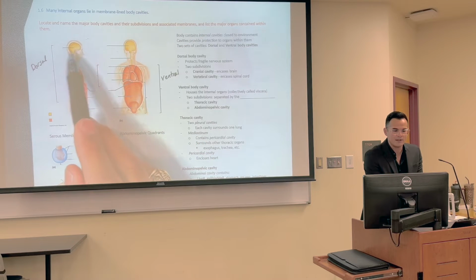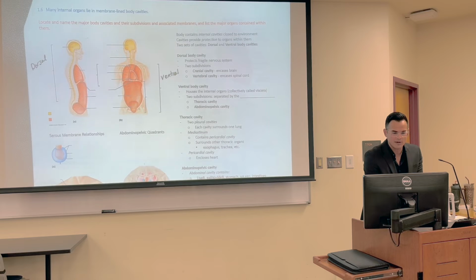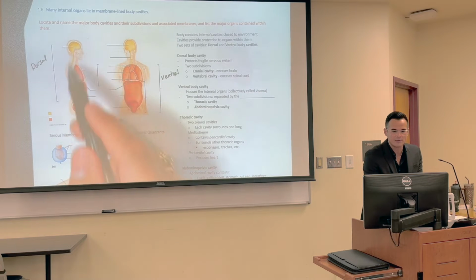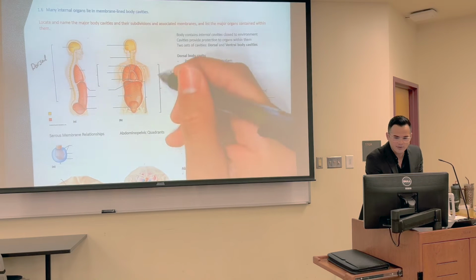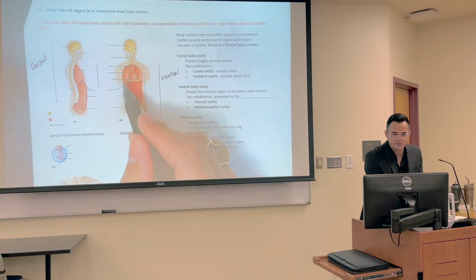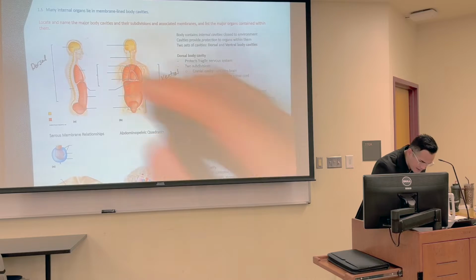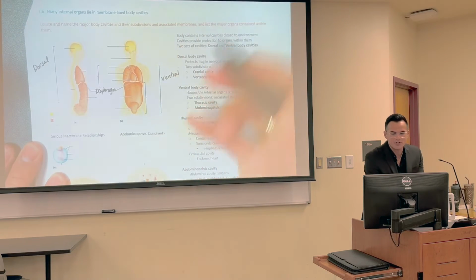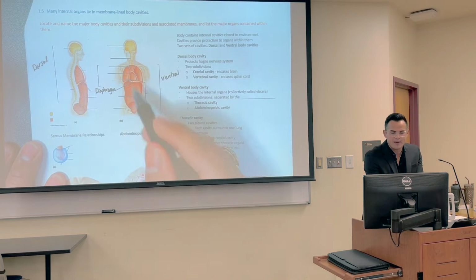What organ is found here within the cranial cavity? The brain. The brain and the spinal cord, these are parts of the central nervous system. Look at the ventral body cavity. We can further divide it. The structure that's going to separate them, that's what this structure is right here. This is what's known as the diaphragm. So this structure separates these two different cavities here.